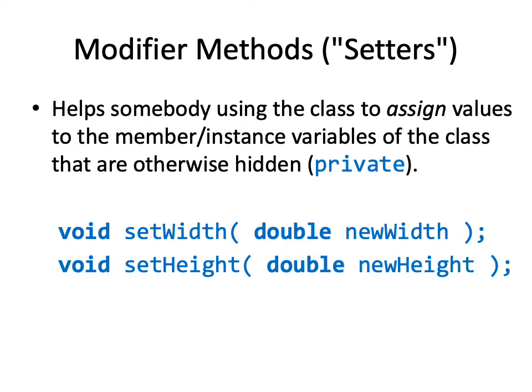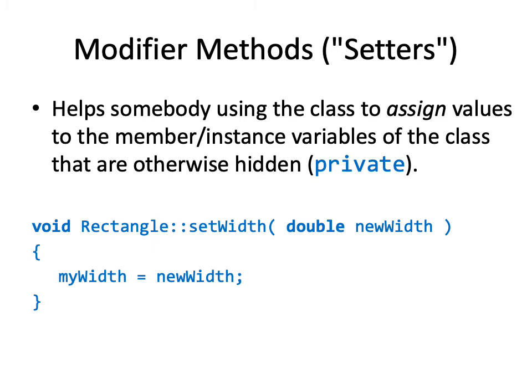For the rectangle class, we could have two methods, one called set width, and one called set height. This is how they would look when you're declaring the class in the public section of your class. They return void, because you're setting a width and you're not getting a width in return. And then each of them takes a double argument, which is the new width or the new height that I'm setting it to.